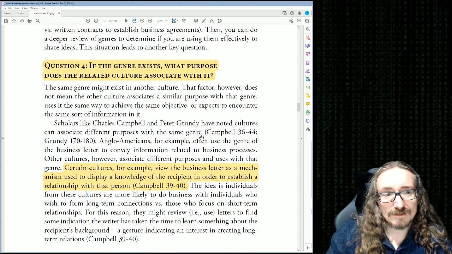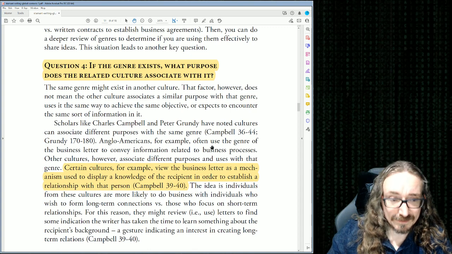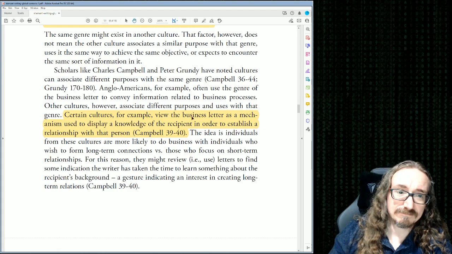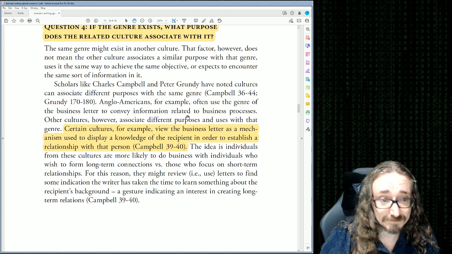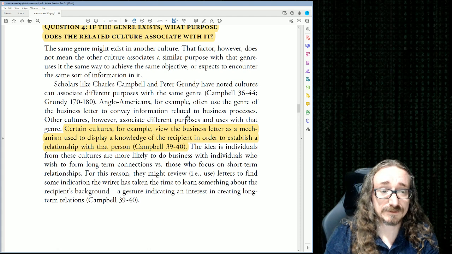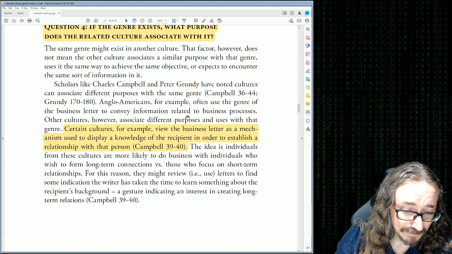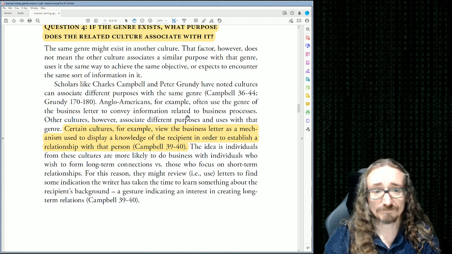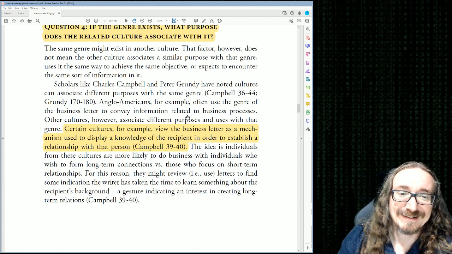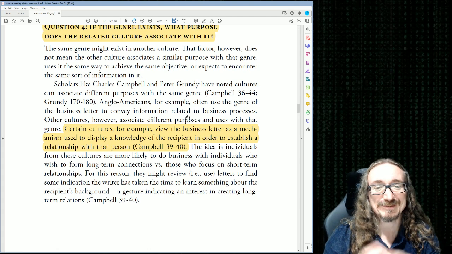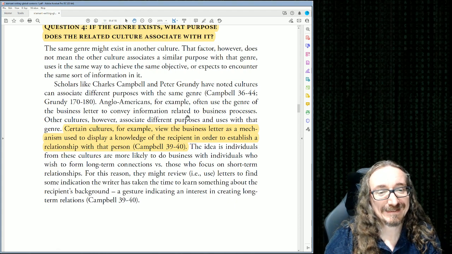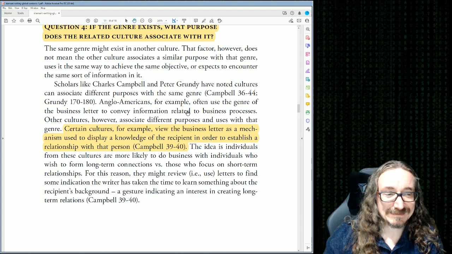Question four, if the genre exists, what purpose does the related culture associate with it? Another very good question. Maybe this other country does use Twitter, but they're not using it for the same purposes that we do here. You can think too about all these video sharing sites. It just goes on and on. I actually think it's really cool to think about people using these tools in ways that were not anticipated by the designers. Let's see what he uses as his example.